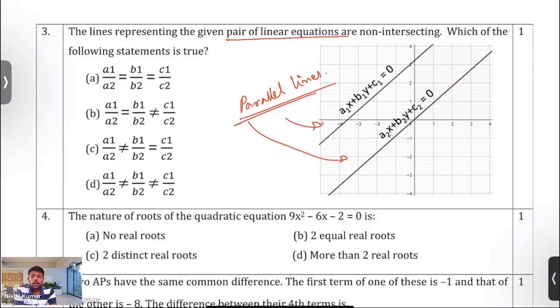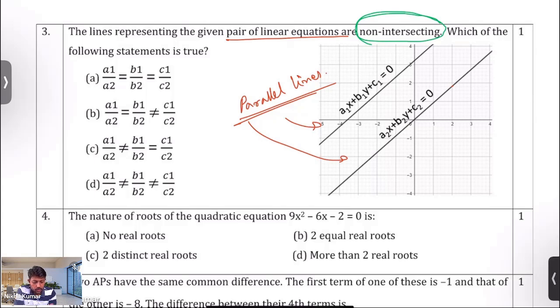Okay, how did I conclude that? Because nowhere it's explicitly given that these two lines are parallel lines. So how did I conclude that? Because it says here that these two lines are never intersecting. Now if they are not intersecting, what does that mean? They'll go on parallel to each other.